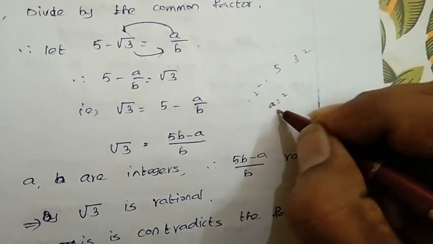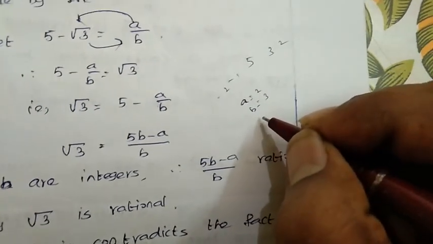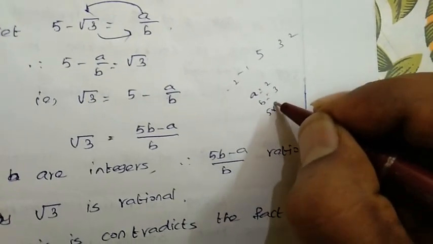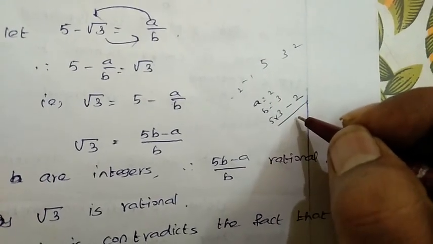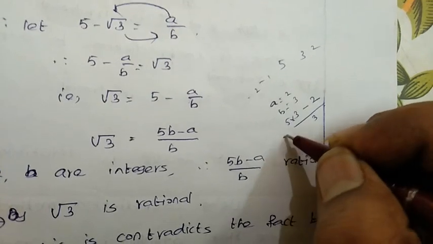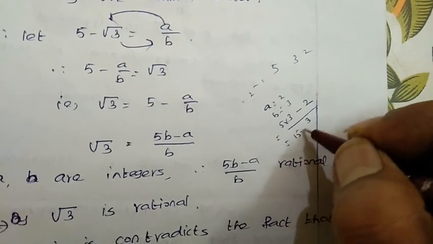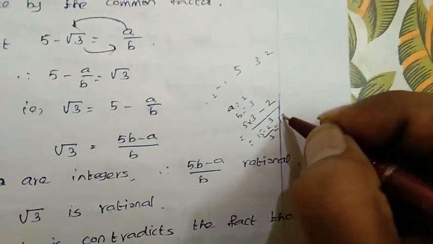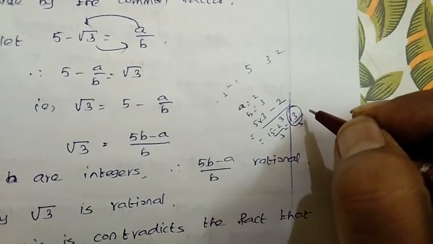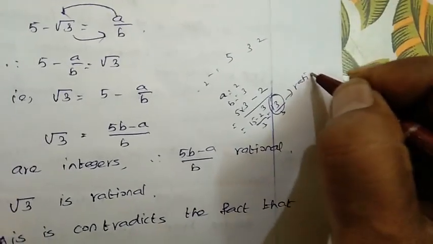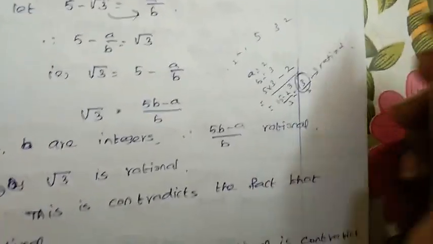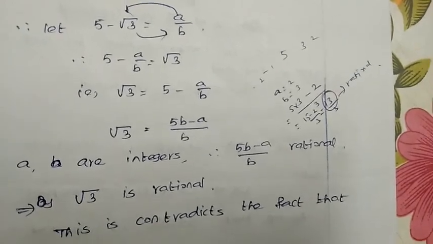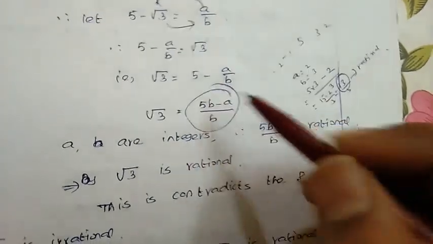Suppose a equals 2, b equals 3. 5b, that is 5 into 3, minus a, 2, divided by b, equal to 3. So 15 minus 2 divided by 3, that is 13 divided by 3. 13 divided by 3 is rational. Any p by q form. So a rational number, you know that p by q form, where q not equal to 0, p and q are integers. So this thing is a rational number.